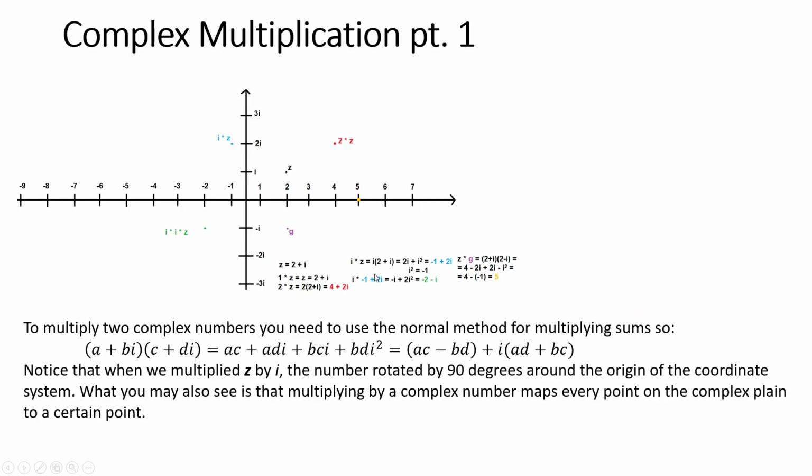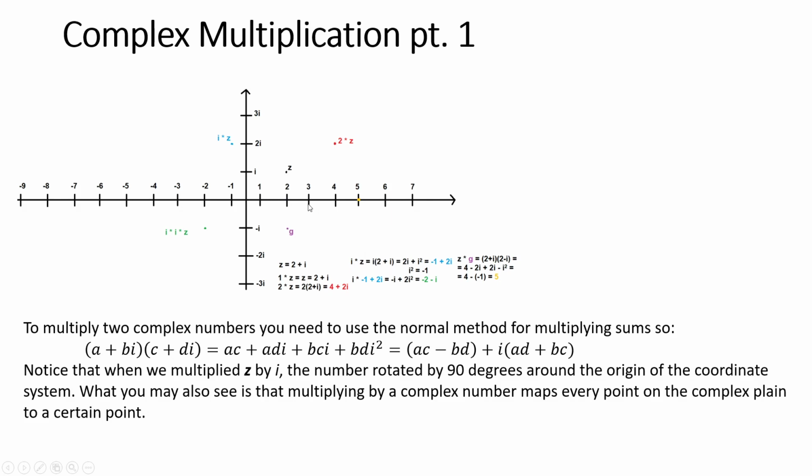So let's now talk about complex multiplication. Let's just look at this complex plane we have here. We have a number z, which is equal to 2 plus i, but that's not really important in this example. 1 times z would be still z, so you may think of it as 1 moving over to the point z here. 2 times z would be 4 plus 2i, which you may think of as 2 moving over to this point.